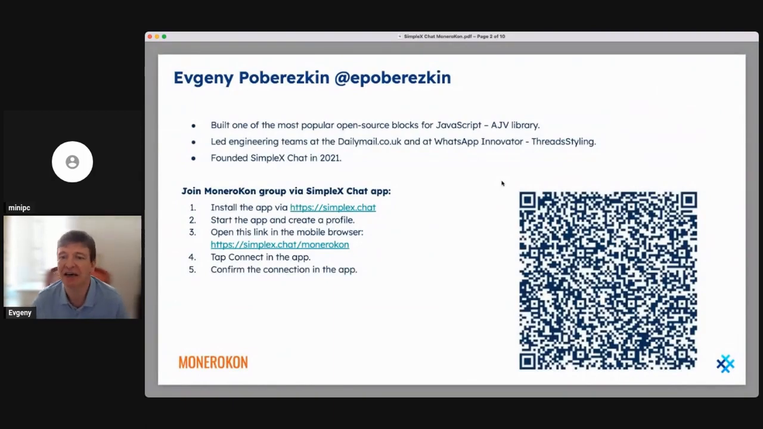So a few words about myself. I have done some things with open source that were successful. For example, my open source library became one of the foundational blocks for JavaScript, being used by a majority of JavaScript applications. I also led several engineering teams, and SimpleX Chat as a company was founded in 2021. But as a project it started before that, we probably started thinking about design as early as late 2019. And some of the ideas that came into it are probably much older than that.